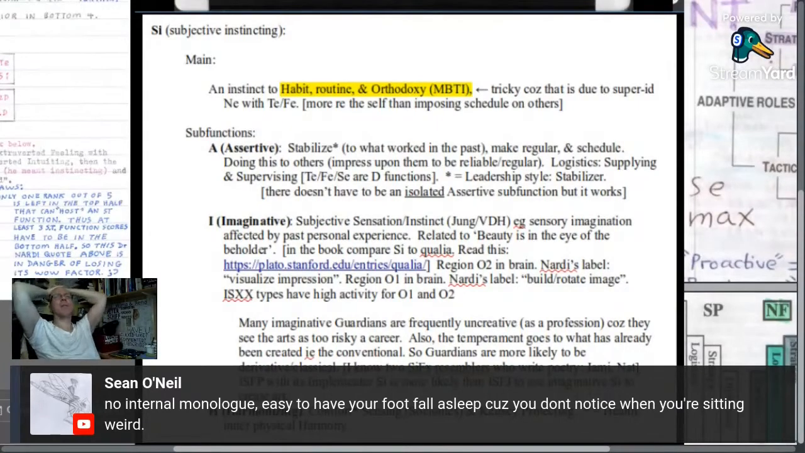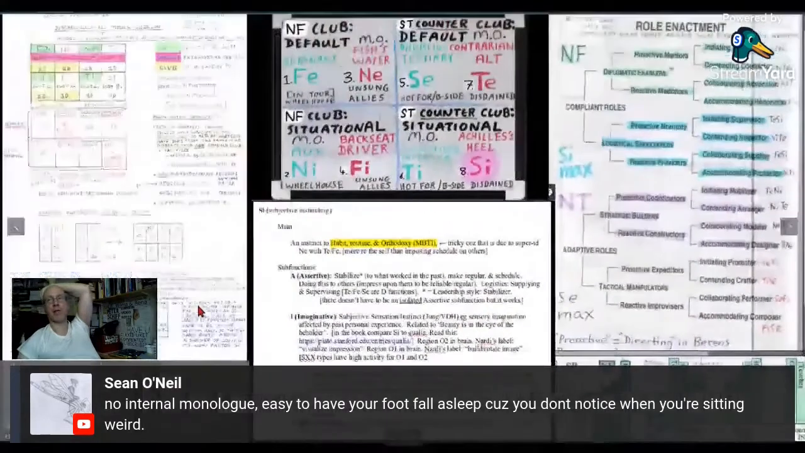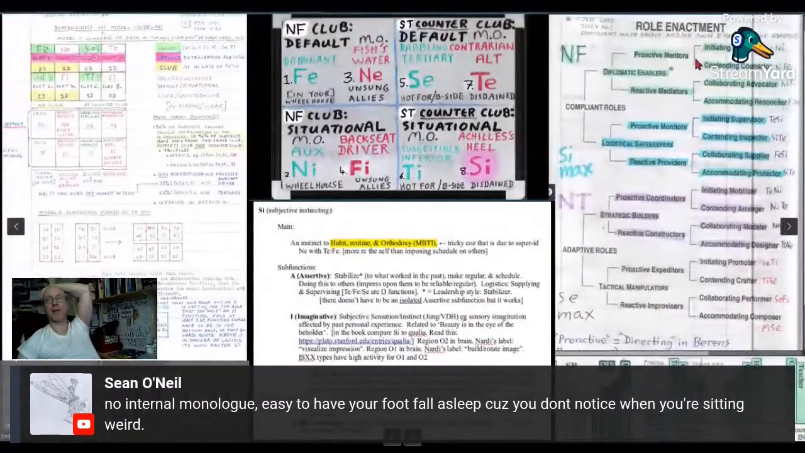And also the other aspects of SI: inspiring or developing people. Yeah, it's part of the diplomatic intellect. Mentors.